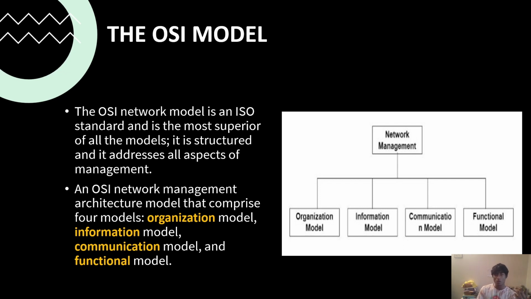So what is your organization model? This model describes the components of your network management system, its functions and its infrastructure. It also is described in the ISO OSI system management overview, and it describes 3 other terms with it. That is your manager, your agent, and your object.